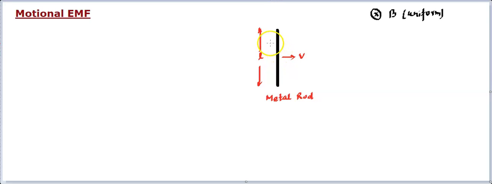Whatever this EMF is going to come in, it is going to be known as motional EMF, because it is coming due to the motion of this conducting object. Let's try to understand what goes on inside. Since this is metal, it has free charges or electrons. Though this is neutral, that means it does not have any external or extra charge, still it will have electrons inside it. So let's consider any electron that is inside it.